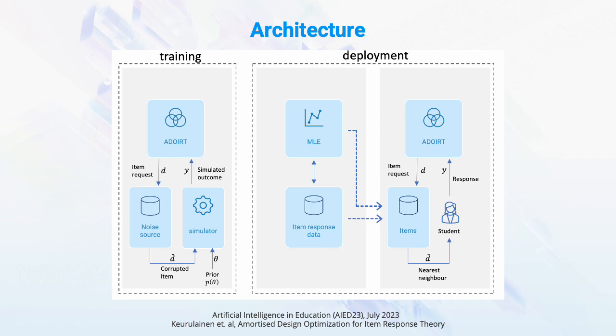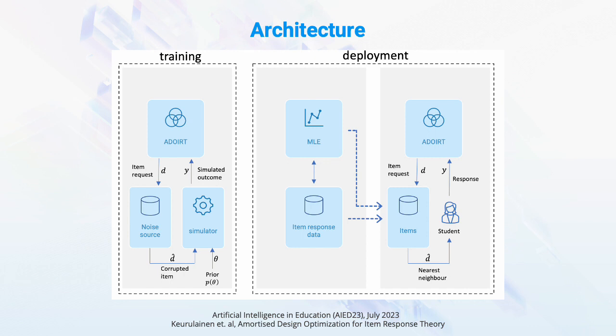The training and deployment architectures are illustrated here. In the training phase, at the start of each episode, the simulator which simulates a student is initialized by sampling new model parameters from the prior. The RL agent makes requests for the item difficulties and the simulator produces an outcome using the obtained design and sampled student ability.